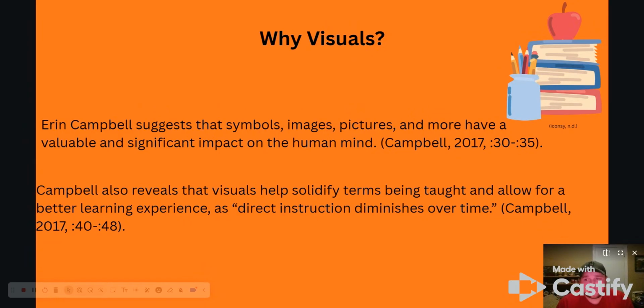Why visuals? Aaron Campbell suggests that symbols, images, pictures, and more have a valuable and significant impact on the human mind. She also reveals that visuals help solidify terms being taught and allow for a better learning experience as direct instruction diminishes over time.